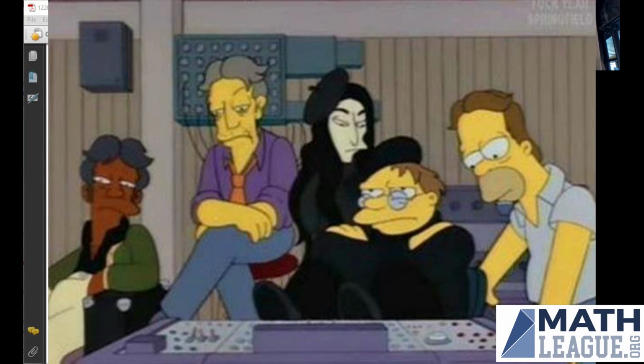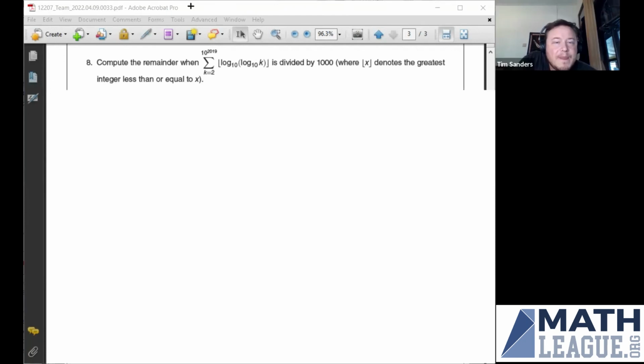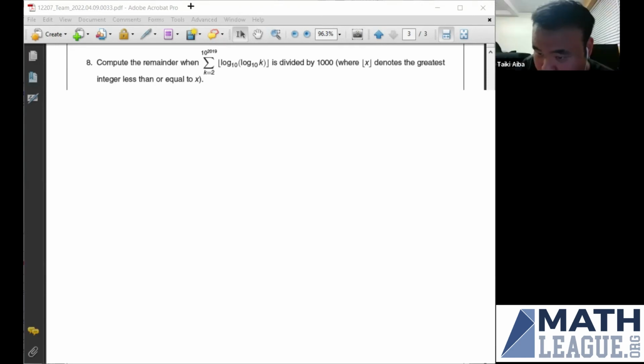Number 8. Okay, so the log of k. And we just need the greatest integer of that. We need the last 3 digits. All right. Let's see here. I think I would try to find the points or values of k where the floor actually changes from some integer to the next one. Mhm.